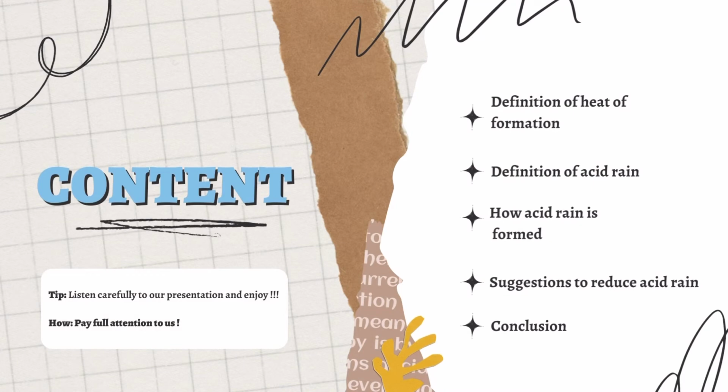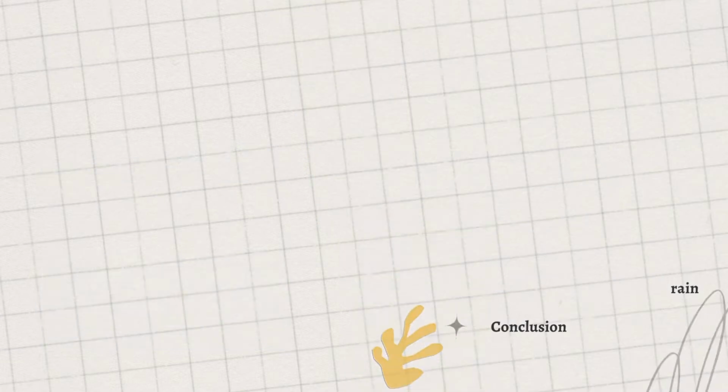In this presentation, we'll be giving a slight insight on the definition of heat of formation, the definition of acid rain, how acid rain is formed, the suggestions on how to reduce acid rain, and lastly, the conclusion.